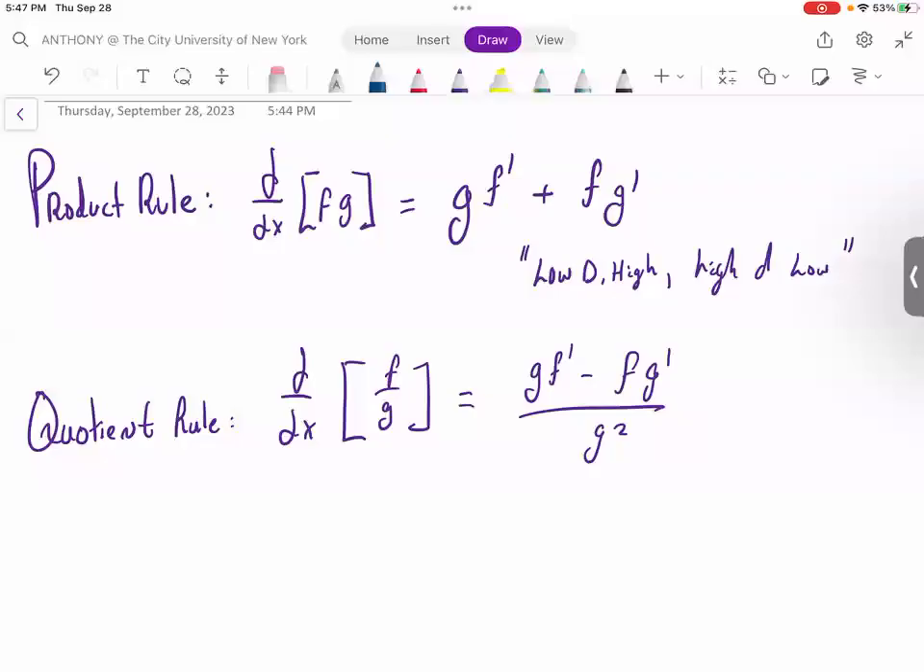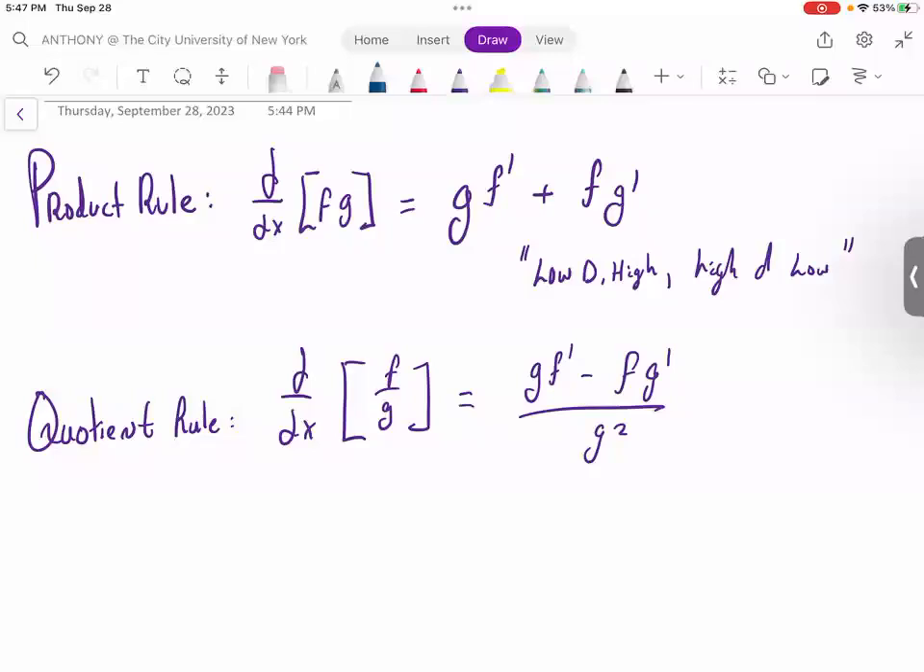Okay, so there are two rules that I don't know if you guys have learned yet in your course, but I just want to quickly show you a preview of it. Those rules are the product and the quotient rule. The product rule says that if you're trying to find the derivative with respect to x of one function, call it f, times a second function g, then you can write out your derivative as g times f prime plus f times g prime.